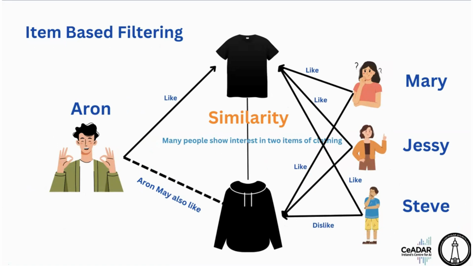Say for example, Aaron likes a t-shirt and Mary also likes a t-shirt. Many people who showed interest in the t-shirt also showed interest in the hoodie as well. Many people may dislike the hoodie and many people may like it, but for Aaron, since he liked the t-shirt, he may also like the hoodie. That's the basic concept of item-based filtering.